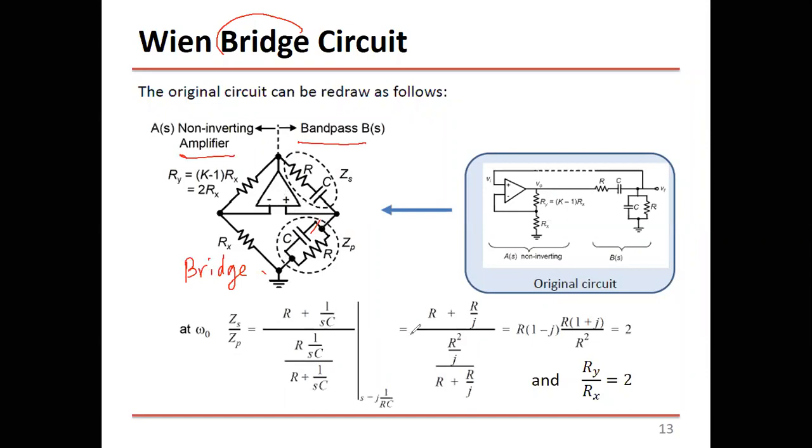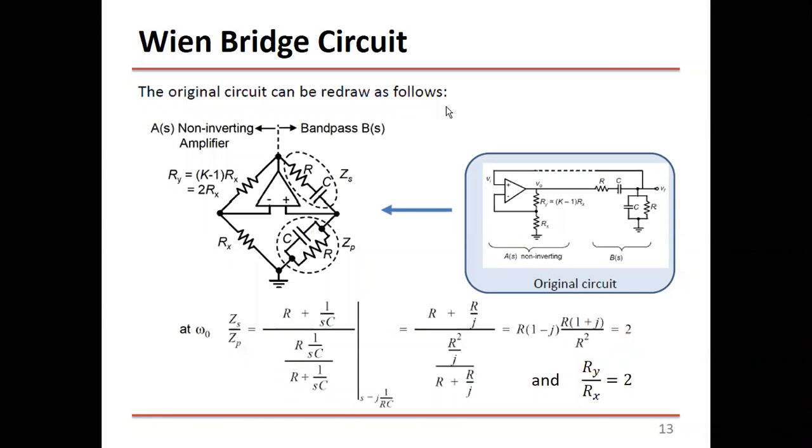And if you analyze this, as we mentioned, you will find that at omega 0, the ratio between Zs and Zb is 2, and the ratio between Ry and Rx is also 2. So it makes a balance. At oscillation, the circuit is balanced and reaches equilibrium, and it will sustain the oscillation at the output here if we design Ry over Rx to be 2 and Zs over Zb to be also 2.